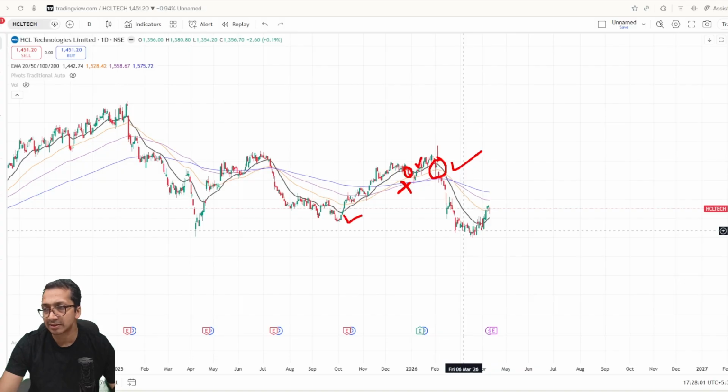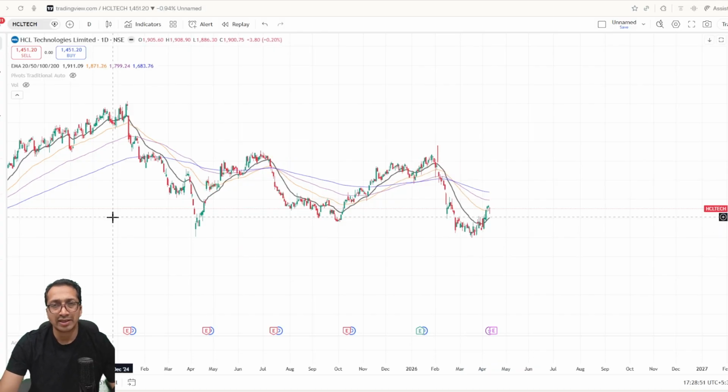Here backtesting is correct. Here backtesting is wrong. And here backtesting is correct. Here backtesting is correct. Here backtesting is wrong because market has moved up but suddenly it has fallen. So what you need to do, you have to mark all of these points and go for a year back. So at least one year of data, you can say.